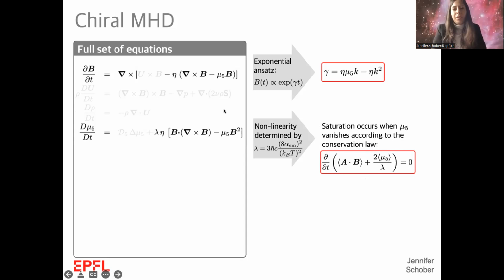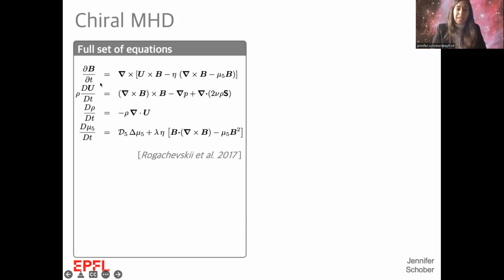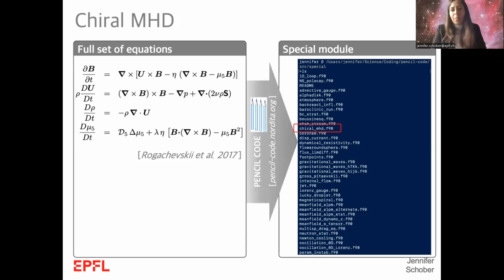However, if we look at the full set of equations, there's of course also a velocity field. So we have this u here in the induction equation, and u evolves according to the Navier-Stokes equation. And in the Navier-Stokes equation, we do have the Lorentz force acting. So if we generate a strong magnetic field, we also drive turbulence, and that makes things much more complicated. And therefore, we started using the Pencil Code to solve these equations numerically and to follow the nonlinear dynamics of the system.